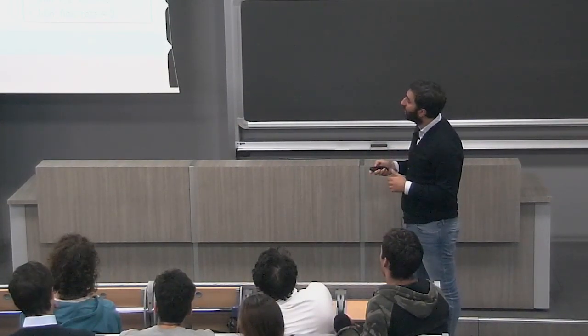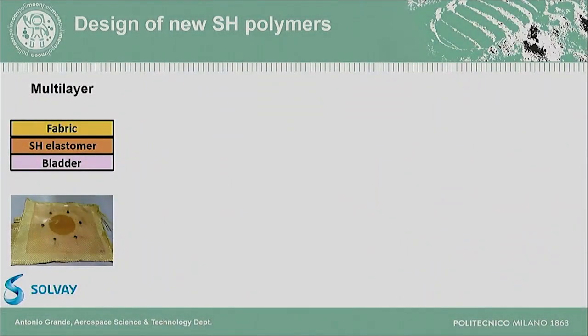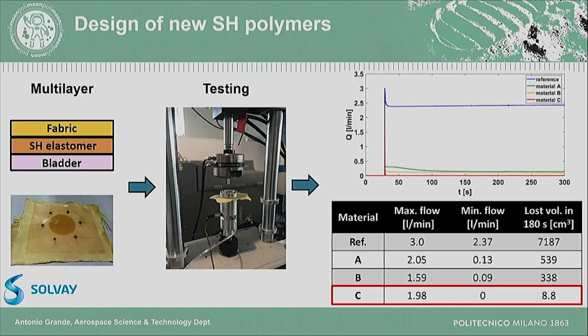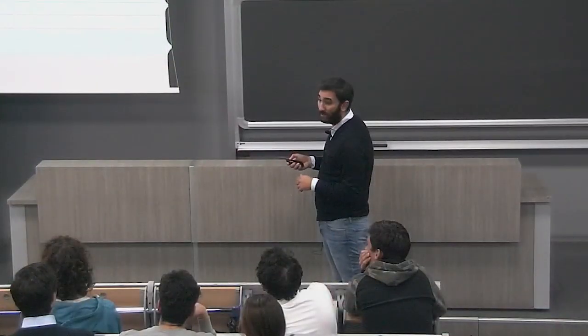Then we created different polymers, and we created our samples with still the fabric, the self-healing elastomer, and the bladder. We perform our test, we insert the material in our testing system. Here's this probe that is moving, perforating the sample, and here the result. In blue, you can see the reference sample, so without any healing rubber inside. Here are the polymers that we developed in collaboration with Solvay. And you can see that all these polymers perform well, so they have a good self-healing response.